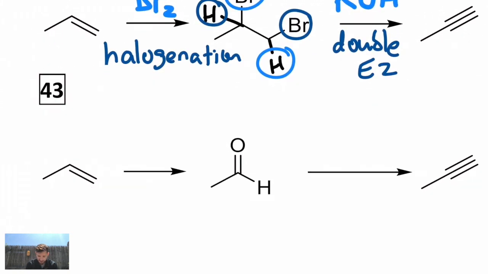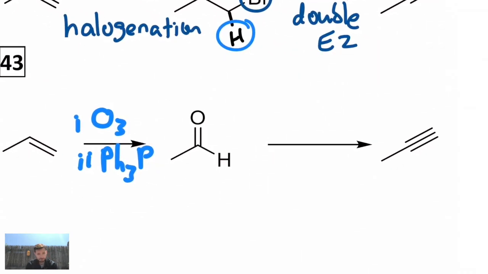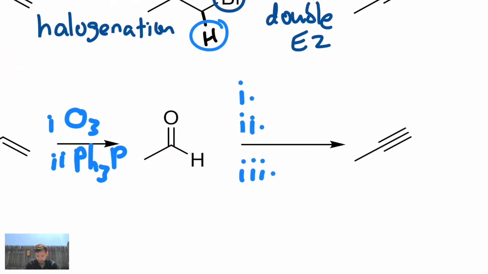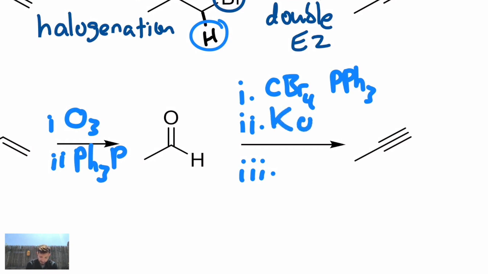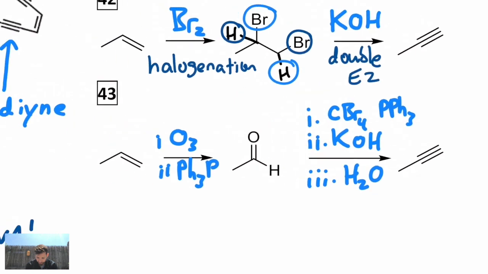The second way uses the reaction we just learned in the previous lesson. This is an ozonolysis, followed by a special reaction called the Corey-Fuchs olefination. This is a multi-step reaction, 3 steps, that turns an aldehyde into a terminal alkyne. The steps are carbon tetrabromide with triphenylphosphine, followed by a base, followed by a source of acid or just water.